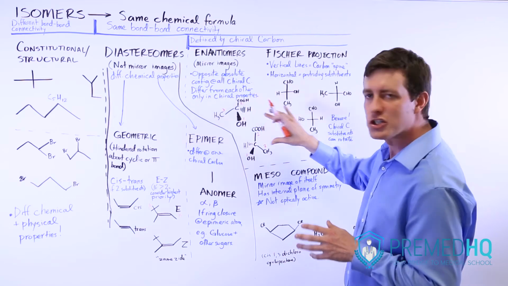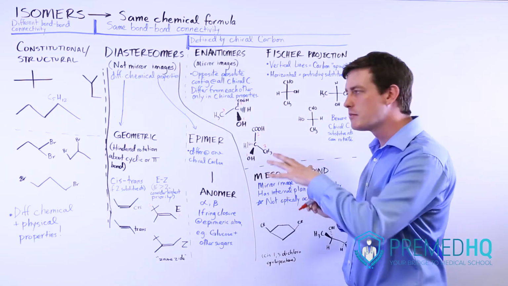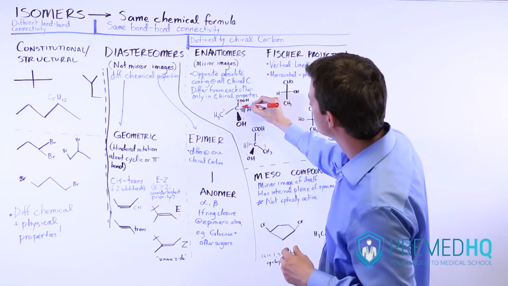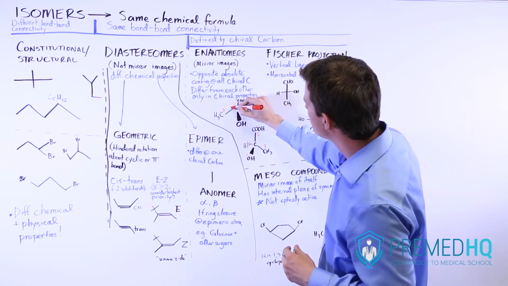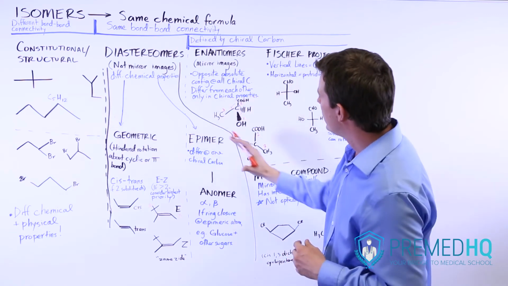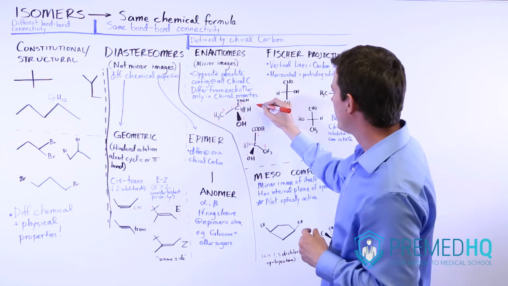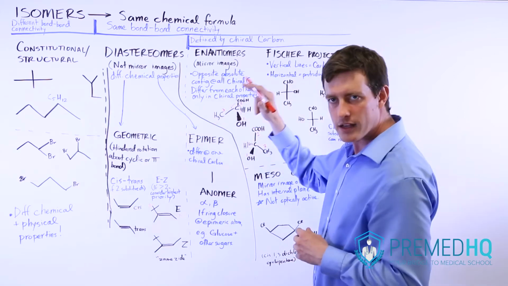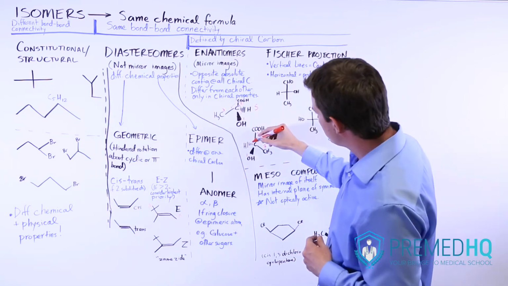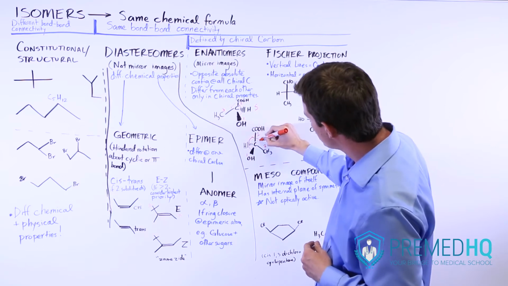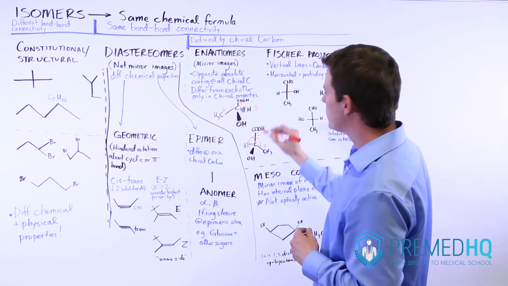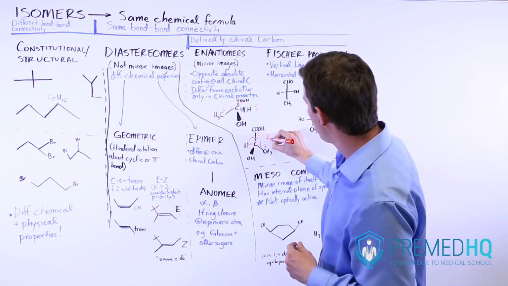Now, because this H is the lowest ranked one and it's moving away from us, we can just draw the connections directly. And so we see this movement, this is going in a counterclockwise direction. So that will be the S form. S is for counterclockwise. And here, if we draw from 1 to 2 to 3, then this will be in a clockwise direction, and that is the R group.